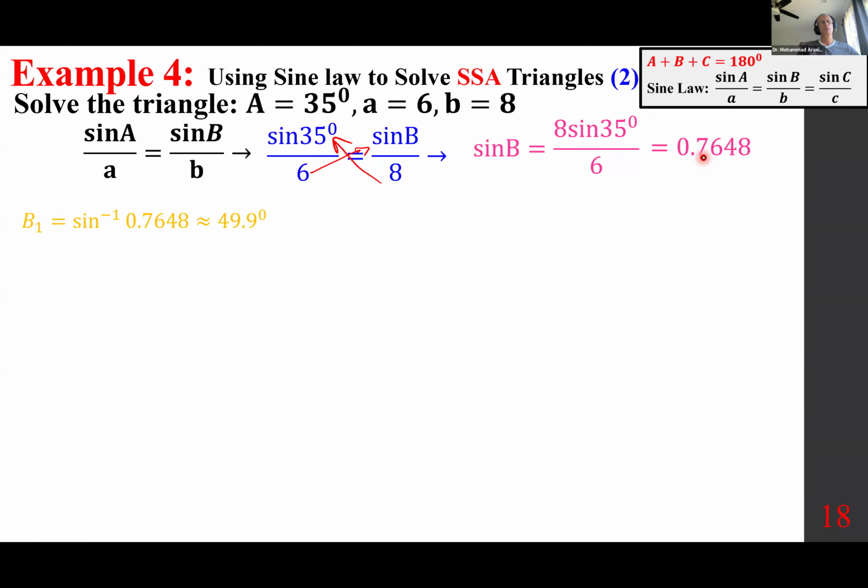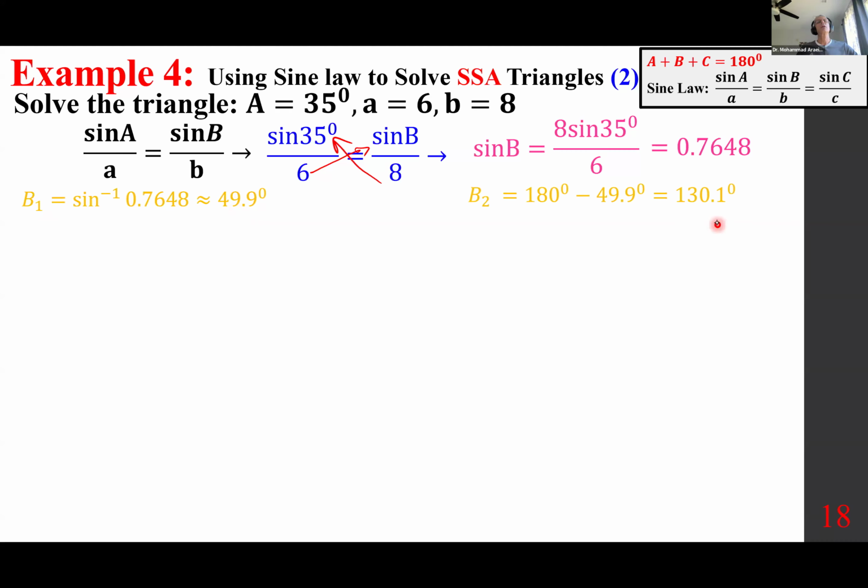So B1 is sine inverse of 0.7648. To work it out with a calculator, it results in 49.9 degrees. Why are we calling it B1? Because as you know, sine is positive in the first and the second quadrant, and this acts as a reference arc. So what would be the second angle in the second quadrant? Subtract this from 180. You get 130.1 degrees.